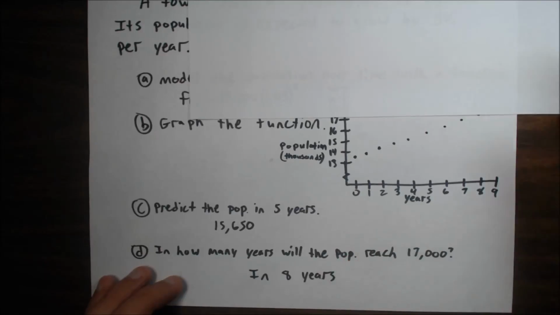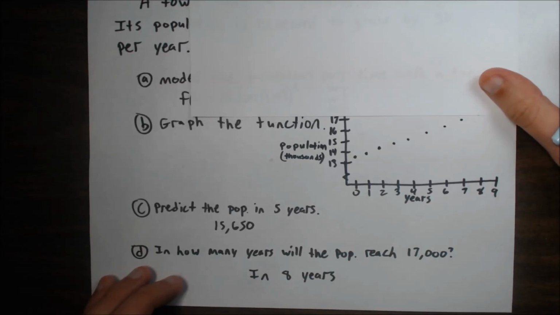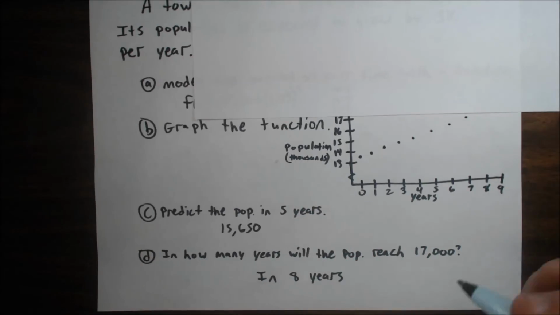Now, in reality, it's going to happen somewhere between 7 and 8 years. Okay, and that's where, once we get to a way we can solve these algebraically, there will be a method that we're going to learn about using logarithms, which will allow us to find an exact answer, and it will be 7 point something years.